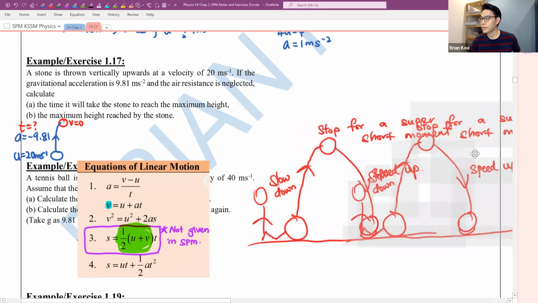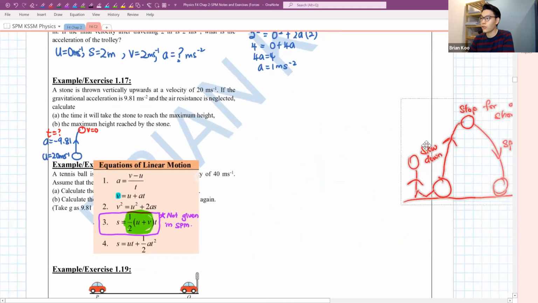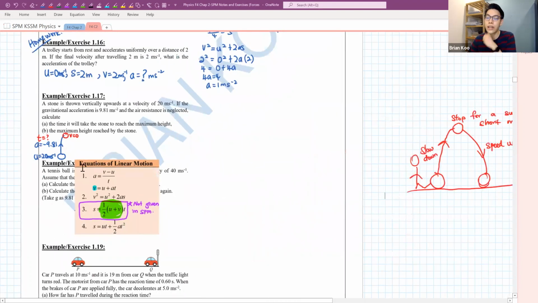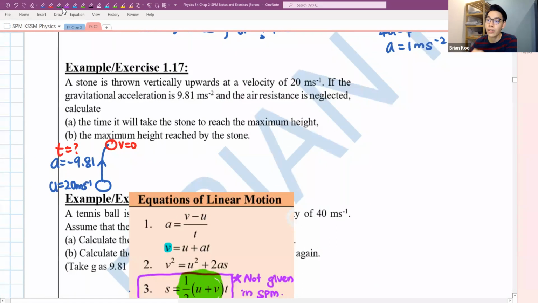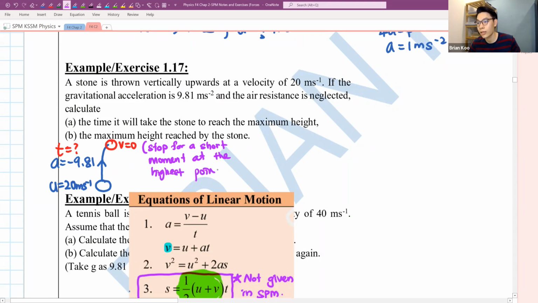Okay, this one I move to the side. So you draw this very simple diagram. Okay, you draw this very simple diagram down here. Then you jot down here that it will stop for a short moment at the highest point. Okay, I hope you understand why. Because it was slow until it will eventually stop there, and then it will speed up again. Then it will go back to Earth again. Okay, go back to the ground again.